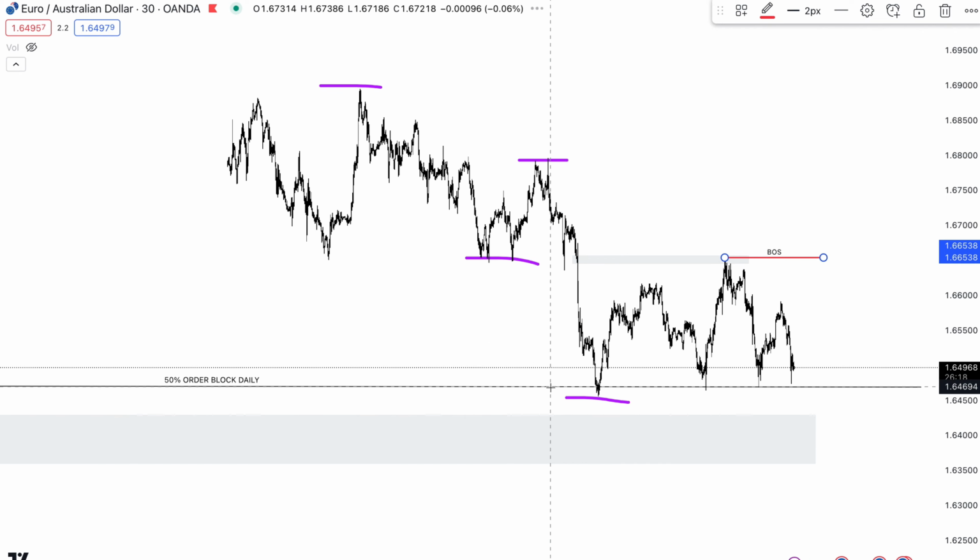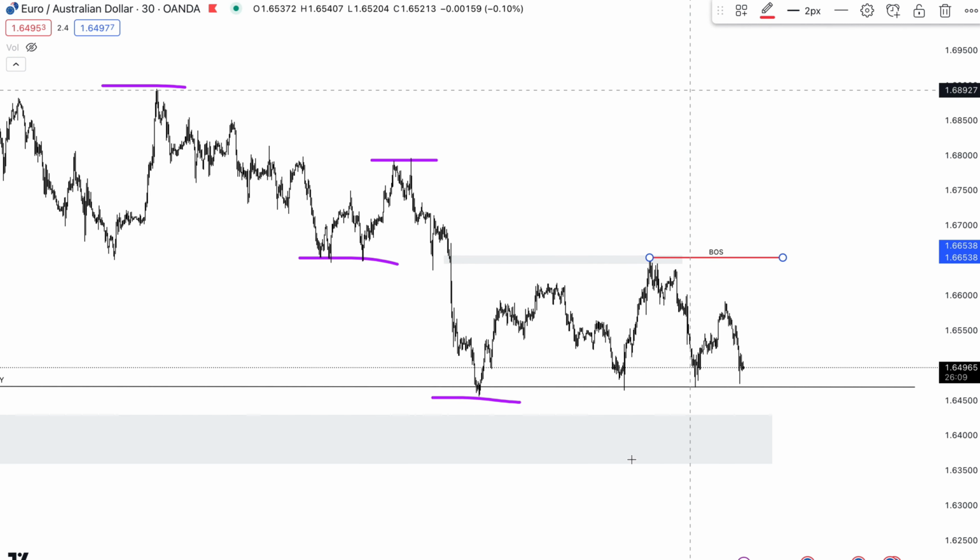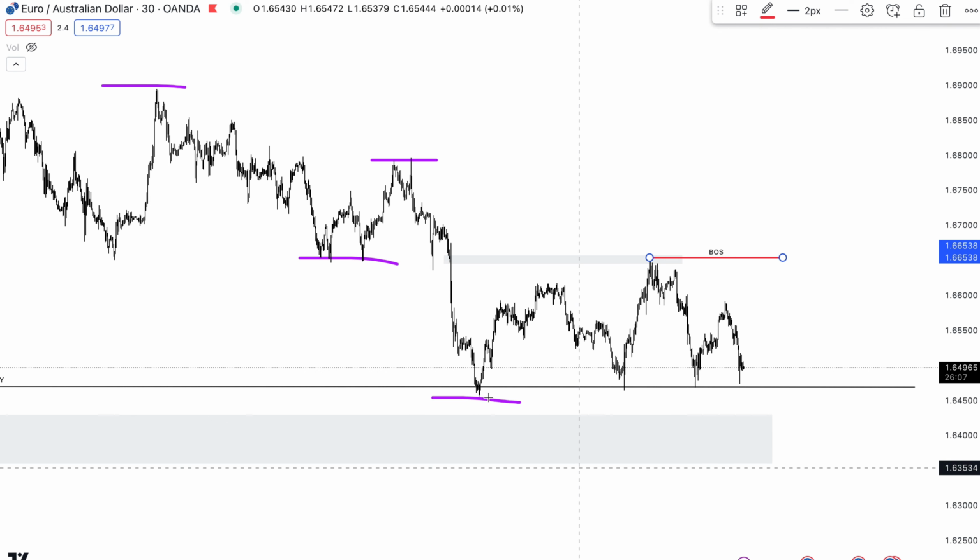So the only way I'm buying Euro Australian dollar is if I see this high on that red line broken with demand and aggressive movement going upward. And that's going to confirm that order block on the daily time frame.